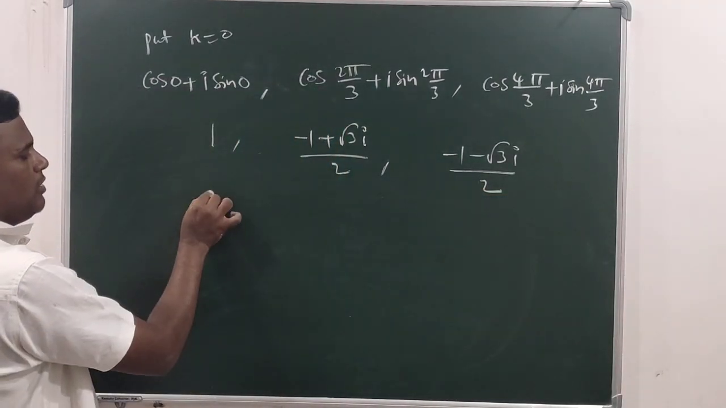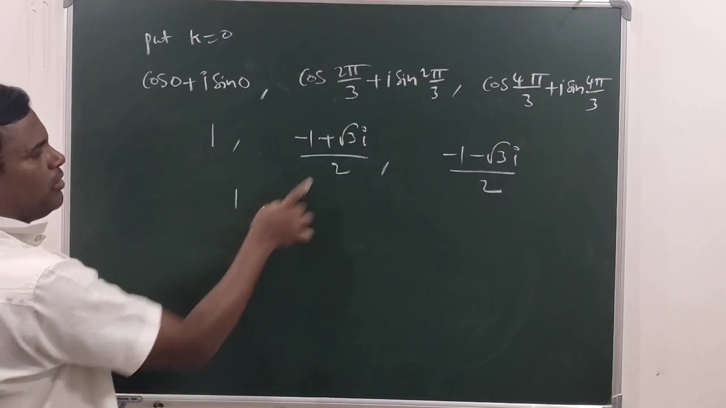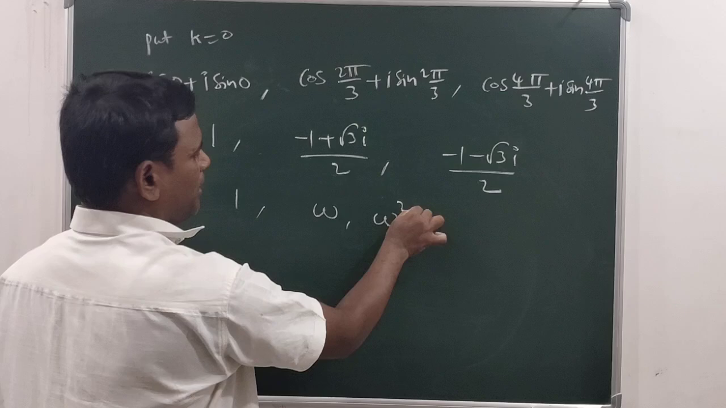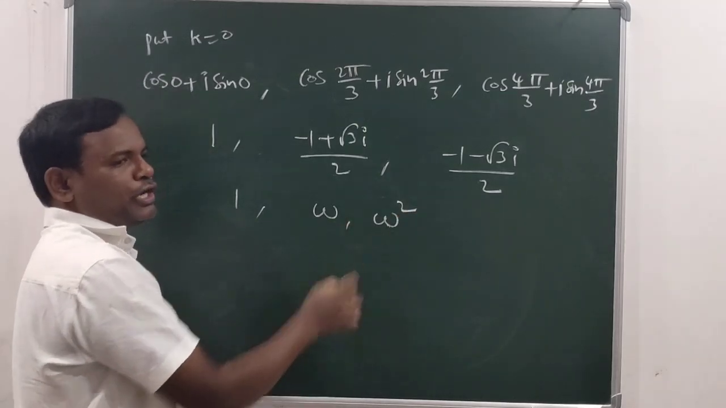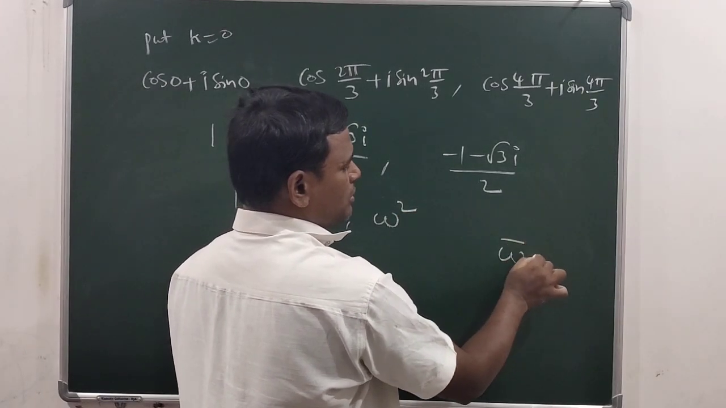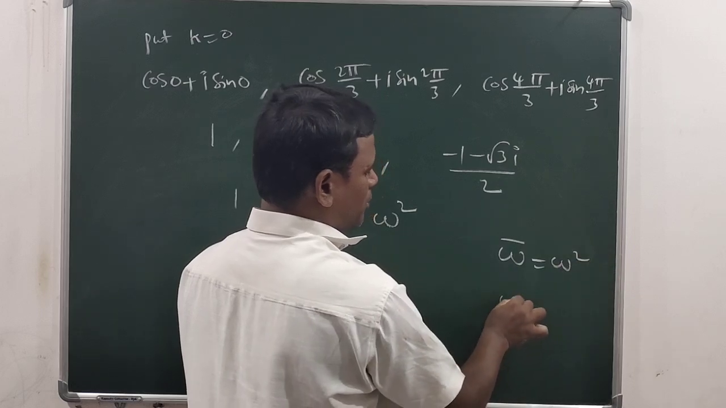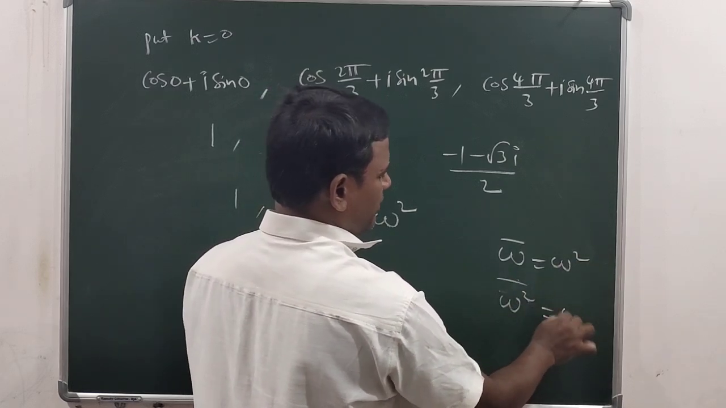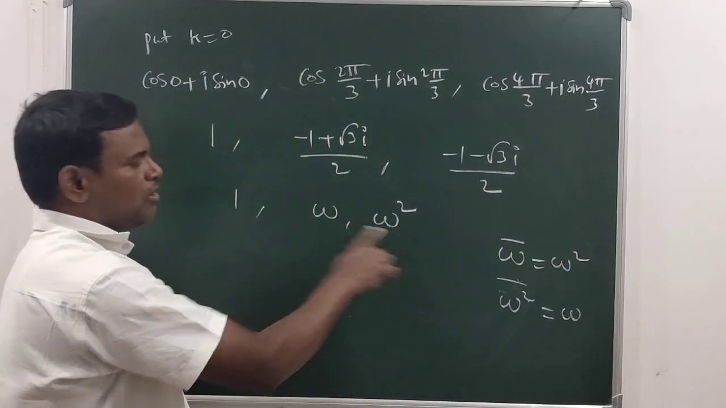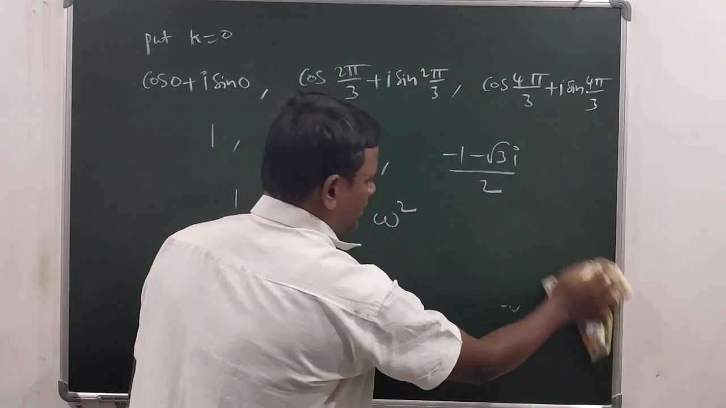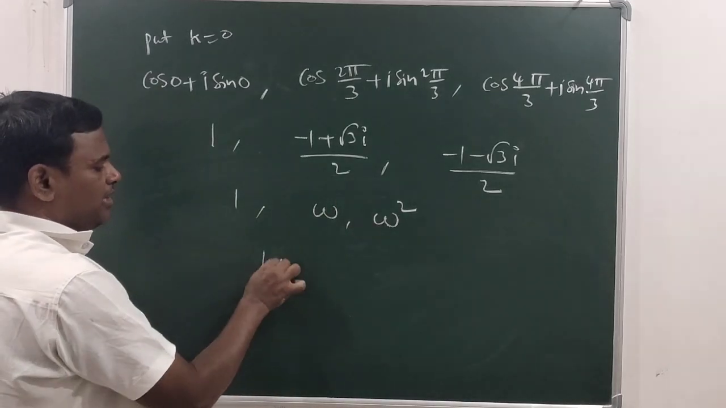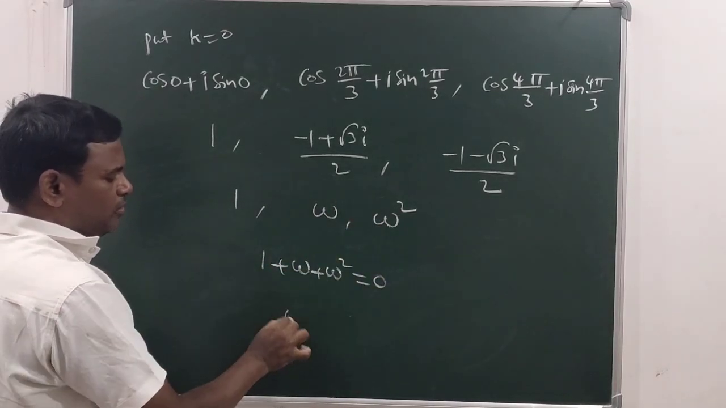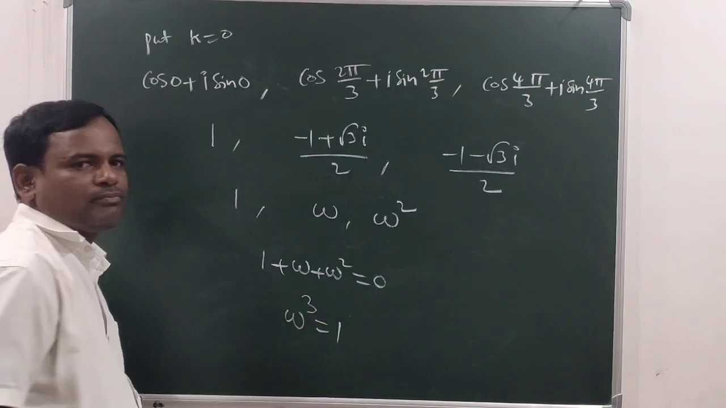See, one is a real root and the other two are complex roots, which are denoted by omega and omega square. Both are conjugates of each other. You know that the conjugate of omega is omega square, and the conjugate of omega square is omega. If you add them, the sum would be 0. If you take their product, omega cube is equal to 1.